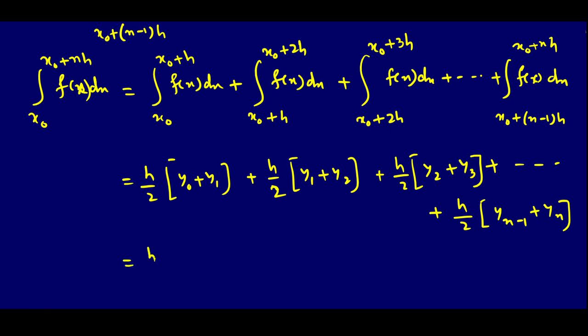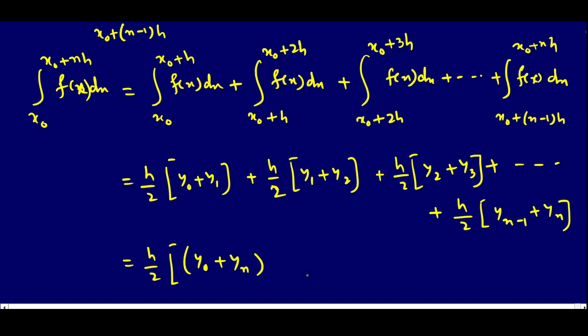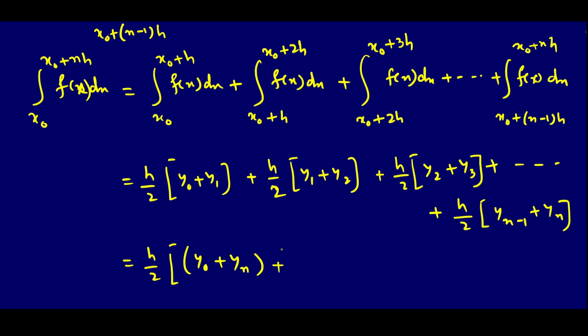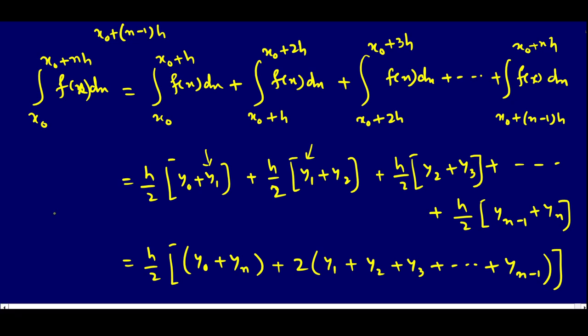Now see, from all the integrals we can take h by 2 common. If you observe all the terms carefully, y0 occurs only once. Similarly, yn also occurs only once. So y0 is the very first term and yn is the very last term. But all the other terms occur twice. You see, y1 here one term, here one, so we can write 2 into y1. Similarly, y2 occurs twice. So 2 into (y1, y2, y3, and so on up to y(n minus 1)). So this formula is very easy to remember: h by 2 times (first term plus last term, that is y0 plus yn, plus 2 into all other terms). So this is the trapezoidal rule. It's a special case which we can obtain from the general quadrature formula after putting n equals 1 and neglecting second and higher order differences.